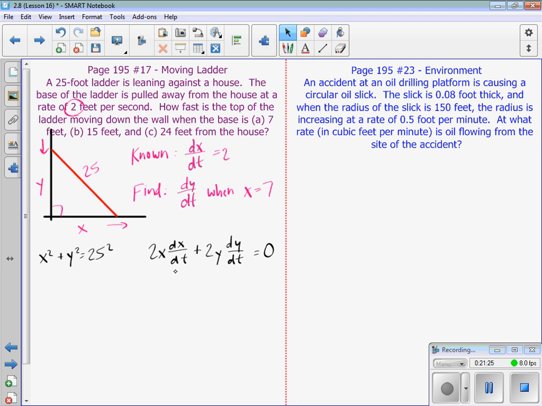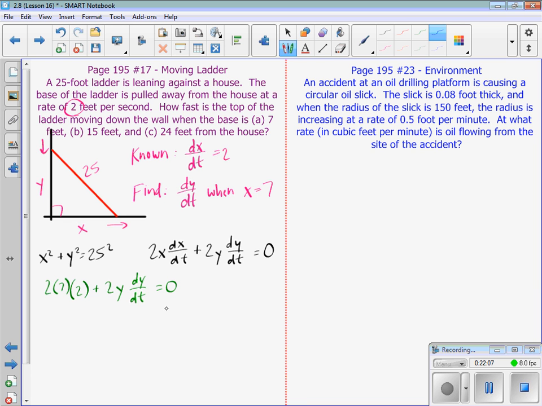Okay, so now I'm going to start plugging things in. We're going to run into a little problem. You'll see it in a second here. So if I'm plugging things in, what do I plug in for the x? 7. So I'm plugging 2 times 7, and my dx/dt is 2. Plus 2 times, can I plug anything in for y? No, so I've got y. Can I plug anything in for dy/dt? No. So don't I have 2 different variables to solve for here? That's an issue, isn't it? Yeah. So we have to figure out a way to come up with what my y is equal to.